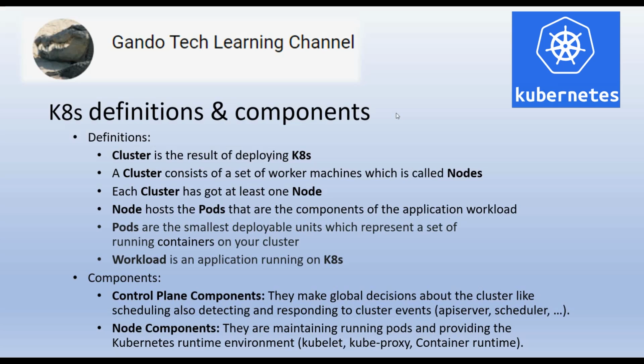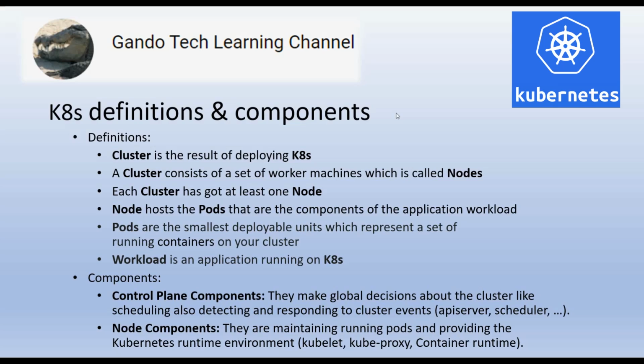To give you a little background on what's inside this architecture, here are some definitions you need to know. One is the cluster, which is the result of deploying Kubernetes, and a cluster consists of a set of worker machines called nodes. These are the steps you will go through as we break open these shells to see what's inside. Each cluster has at least one node. So you have a cluster in your Kubernetes world, and this cluster must have at least one node, but it could be as many as you want.